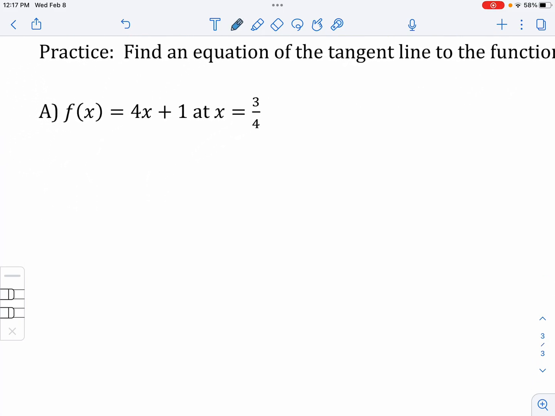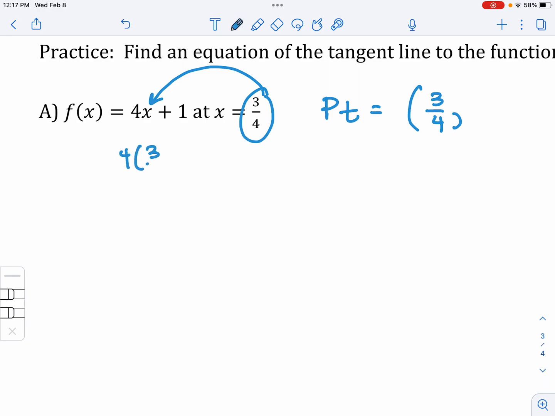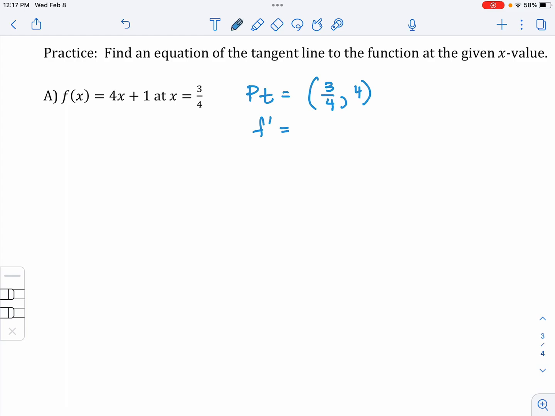Okay, so step 1, we need the point. The easiest way to find the point is to take the number and plug it into the equation. So 3/4 is the x, and I know that because it gives me the x. Then I'm going to replace x with 3/4. 4 times 3/4 is 3, plus 1 is 4. So 3/4, 4 is the point. In order to write an equation in point slope form, I need the point and I need the slope. And I'm not going to use m, I'm going to use f prime because that's the notation. Okay, keeping it real simple. I know what the slope is, but I'm going to do it a little bit faster.